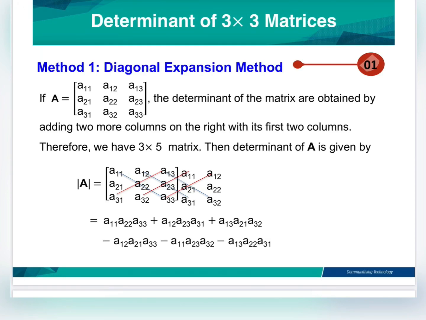If your matrix A is 3 times 3, as shown, the determinant of the matrix is obtained by adding 2 more columns on the right, with its first 2 columns. Therefore, we have a 3 times 5 matrix. The determinant of A is given by this formula.